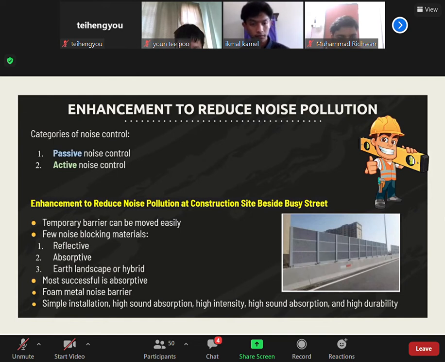And one example of a noise absorbing barrier is the foam metal noise barrier. Foam metal noise barrier is best to use beside a busy street because it is simple to install, good in sound absorption, high intensity, strong, and also long lasting. And as we can see here, this is the example of foam metal noise barrier. Next slide.